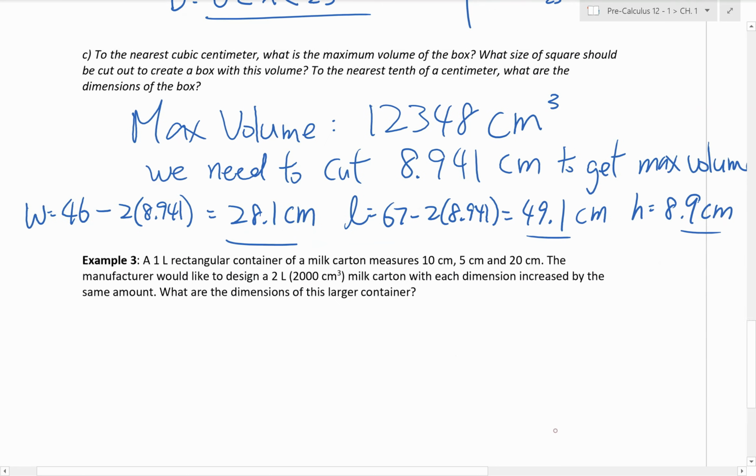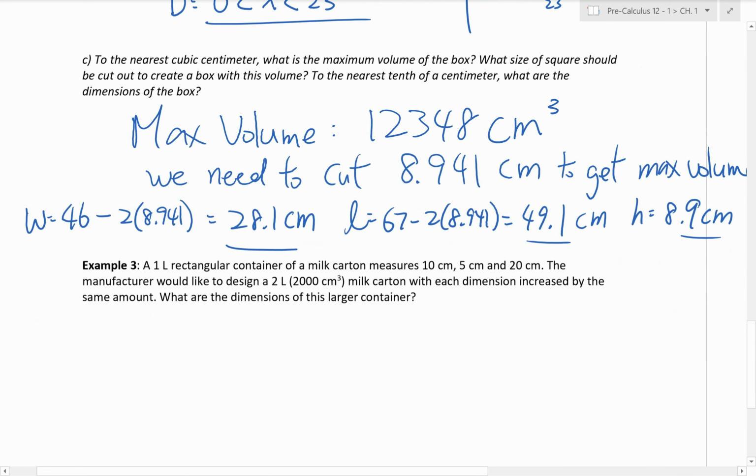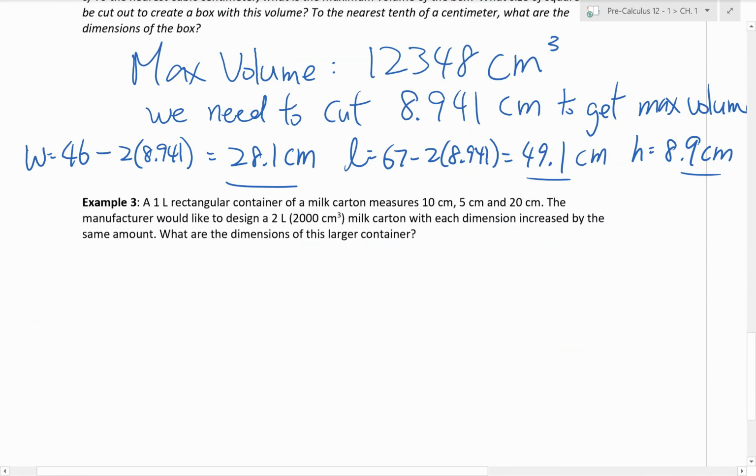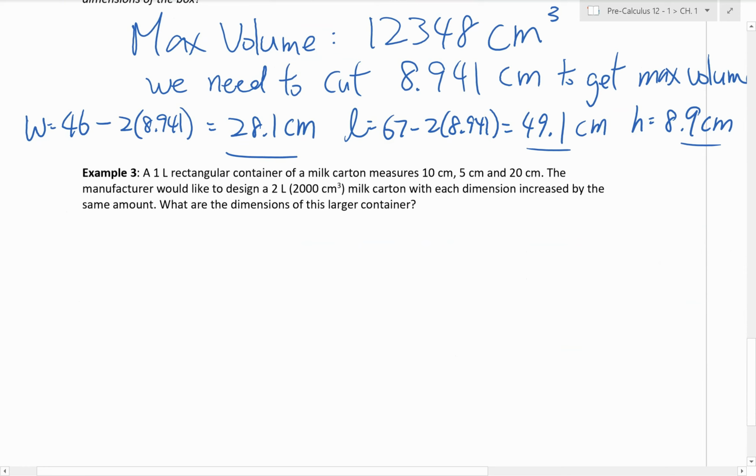Okay, last example, and then we're done. So here, again, if you have any questions, maybe you can watch it again, or you can ask me during office hour, of course. Okay, example 3, a 1 liter rectangular container of a milk carton measures 10 centimeter by 5 centimeter by 20 centimeter. The manufacturer would like to design a 2 liter milk carton with each dimension increased by the same amount. Okay, what are the dimensions of this larger container?